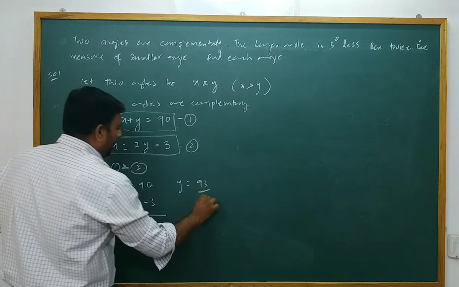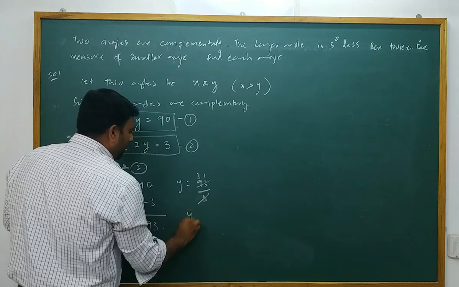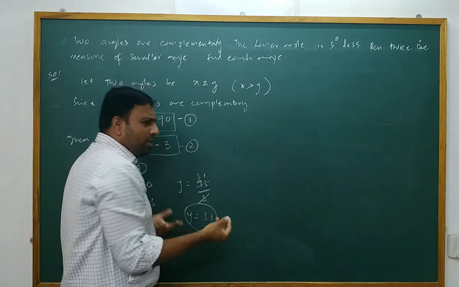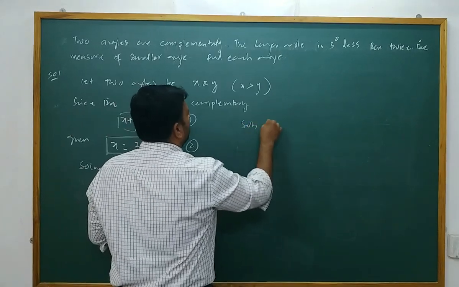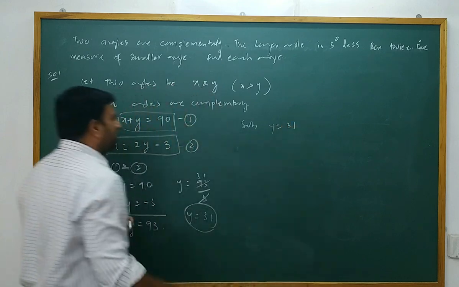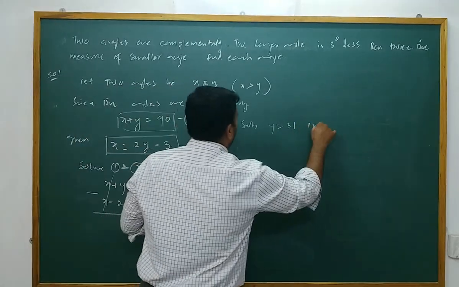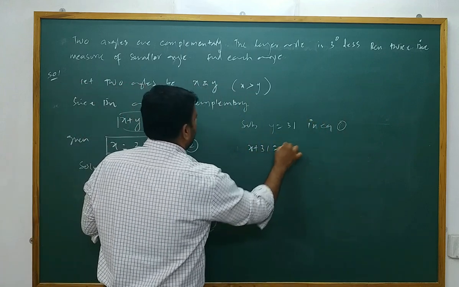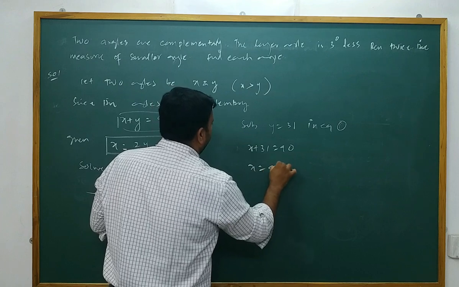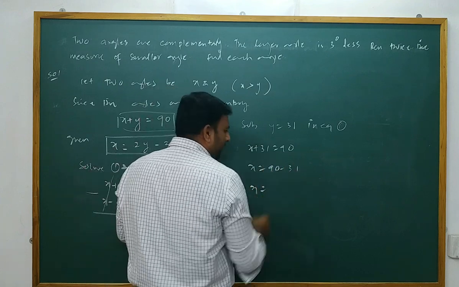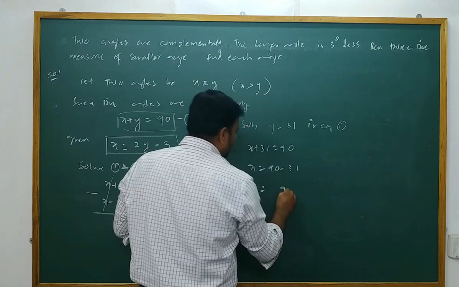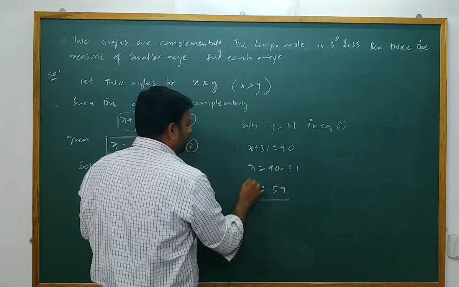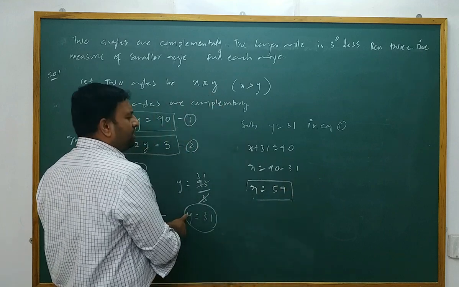93 by 3. 3 ones are 3, 3 31s are 93. What is y equal to? 31. Now what do I do with this 31? I can substitute anywhere. I will substitute y is equal to 31 in equation 1. So what is this? x plus 31 is equal to 90. x is equal to 90 minus 31. What is 90 minus 31? 0 minus 1 is 9. 1 carry. 9 minus 4 is 5. So x is equal to 59 and y is equal to 31.